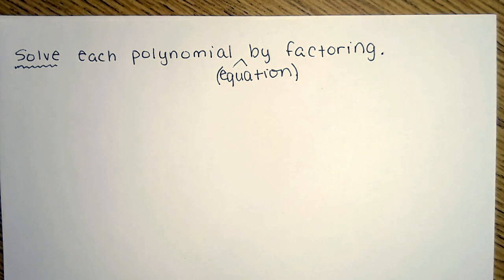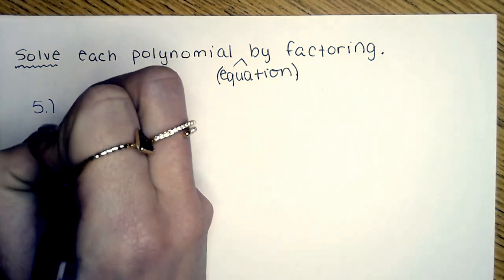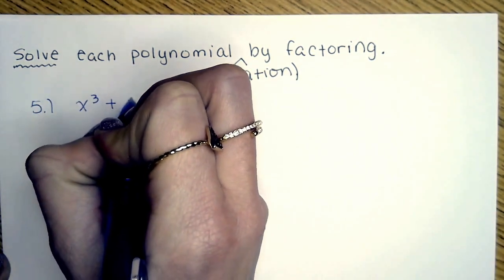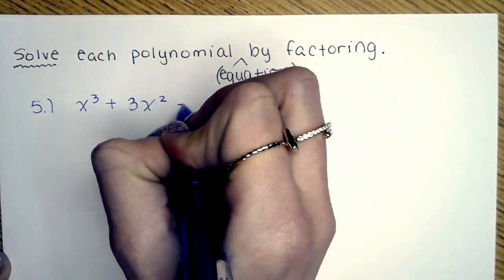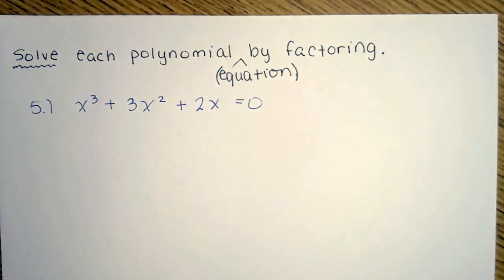right? So the first one we're going to do, it's actually number 5. And number 5 says what? Armand, can you read it to me? X cubed plus 3x squared plus 2x. I'm sorry, say again. X cubed plus? X cubed plus 3x squared plus 2x equals 0. Nice. Okay, thank you. What kind of a polynomial is this?